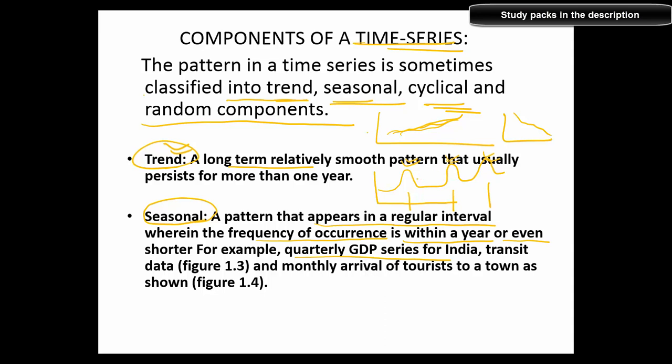That means it happens only in a particular season, and it should repeat within a year or less. If it is happening over more than a year, by definition, it's not seasonal, right? We'll see what that case means.